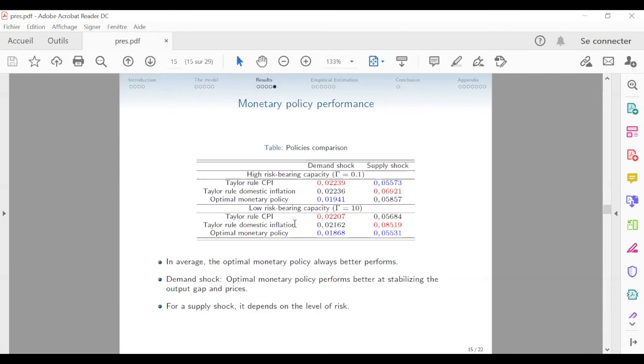So first, after the demand shock, what we see is that the optimal monetary policy is every time able to stabilize the economy more, in the sense that the output gap and the CPI inflation won't move that much after the shock, both in a risky or non-risky environment. But interestingly, with the supply shock, the optimal monetary policy is able to stabilize the economy more, but just in a risky environment, which suggests that maybe different kinds of monetary policies should be used according to the risk context.